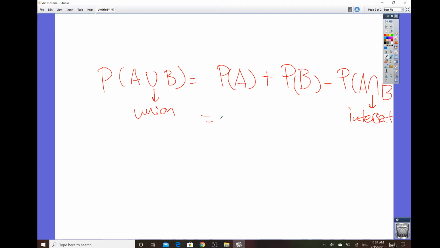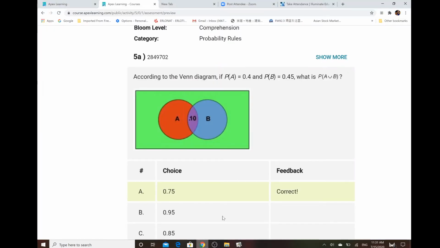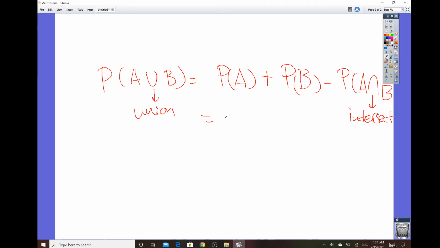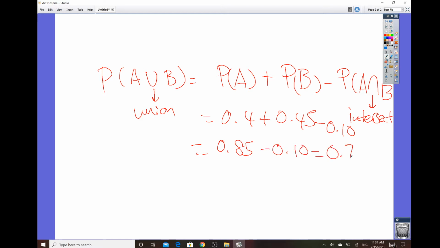That's why we started by adding those two events' probabilities first. So we started off with 0.4 plus 0.45. Plug in the probabilities, 0.4 plus 0.45. And once we combine them, we subtract 0.1. So we get 0.85 minus 0.10, which gives 0.75.